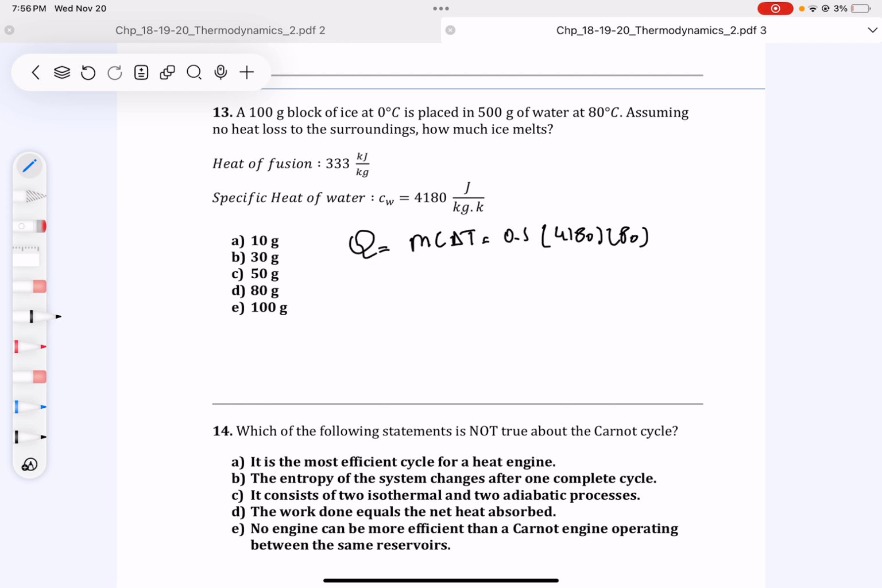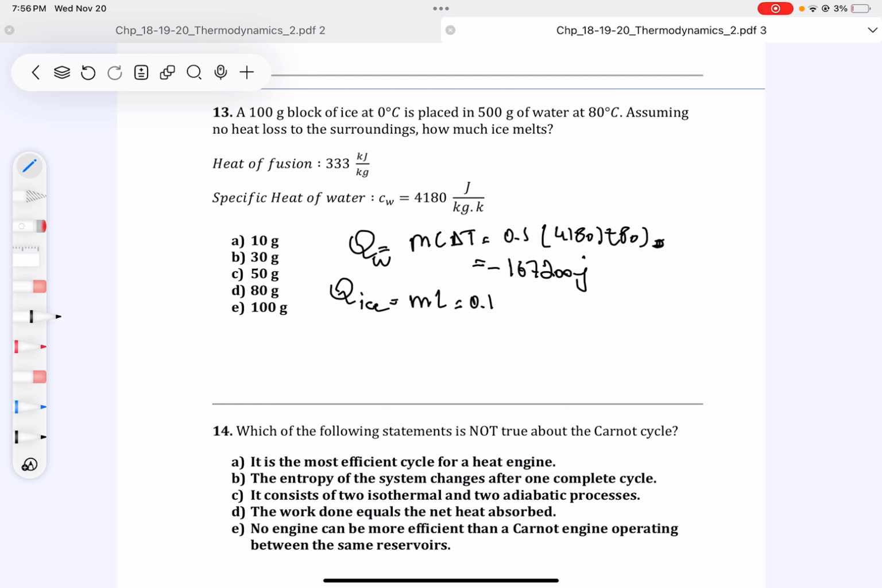0.5 times the specific heat. Okay, we get this number, but here we have a minus. Okay, we got this number. This is the Q that can be given by the water, but the Q needed by the ice to melt it completely is just mL.